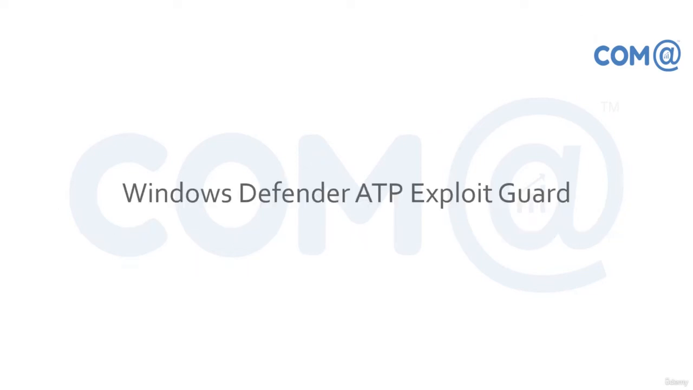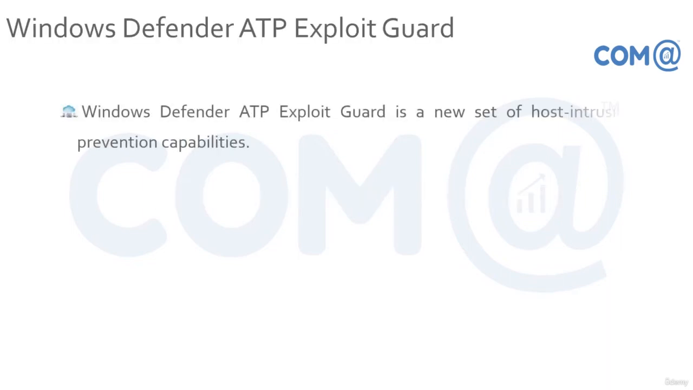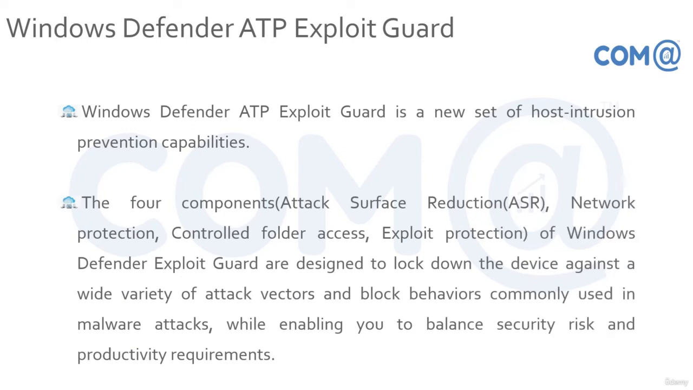And also we have Windows Defender ATP exploit guard. So basically, the Windows Defender ATP exploit guard is a new set of host intrusion prevention capabilities. So the four important components that are included with the Windows Defender ATP exploit guard are attack surface reduction, network protection, controlled folder access and exploit protection.